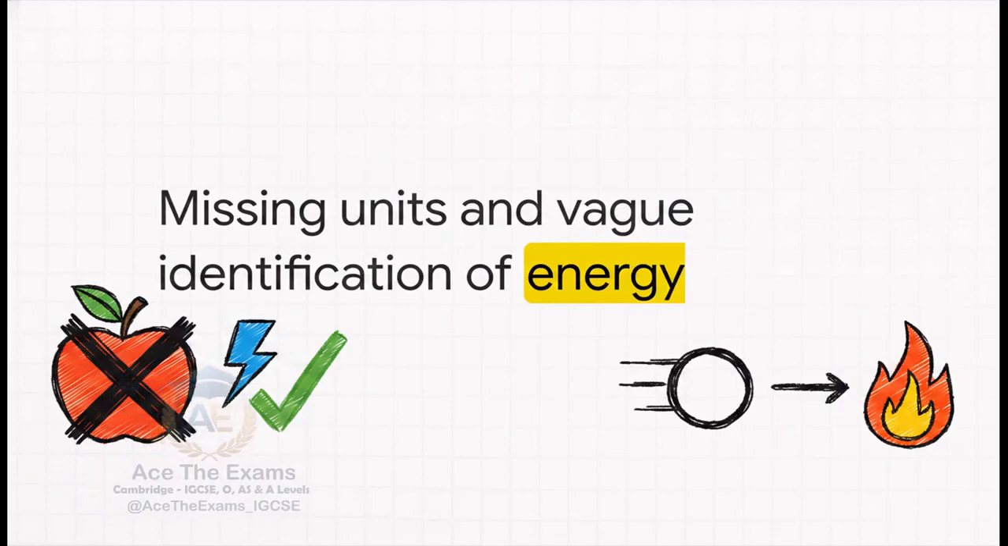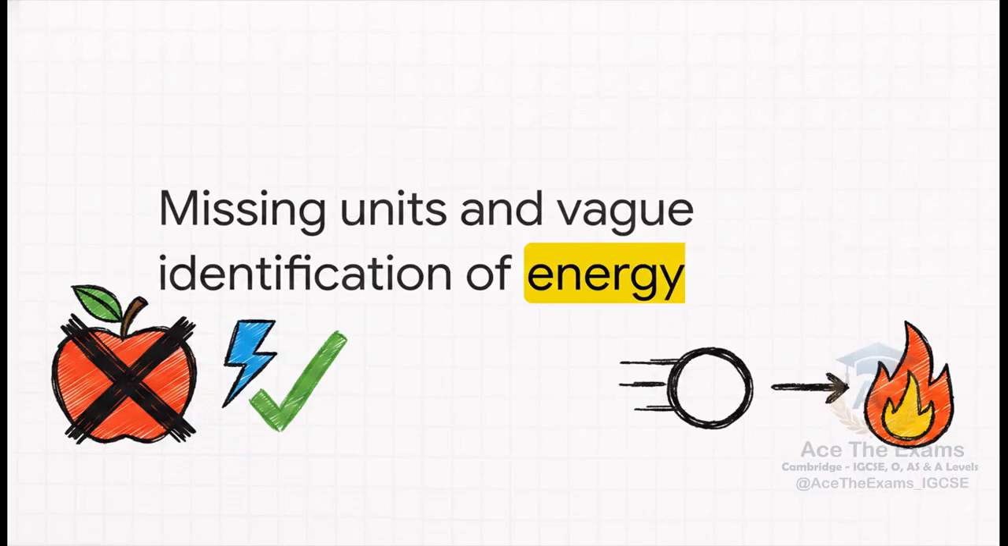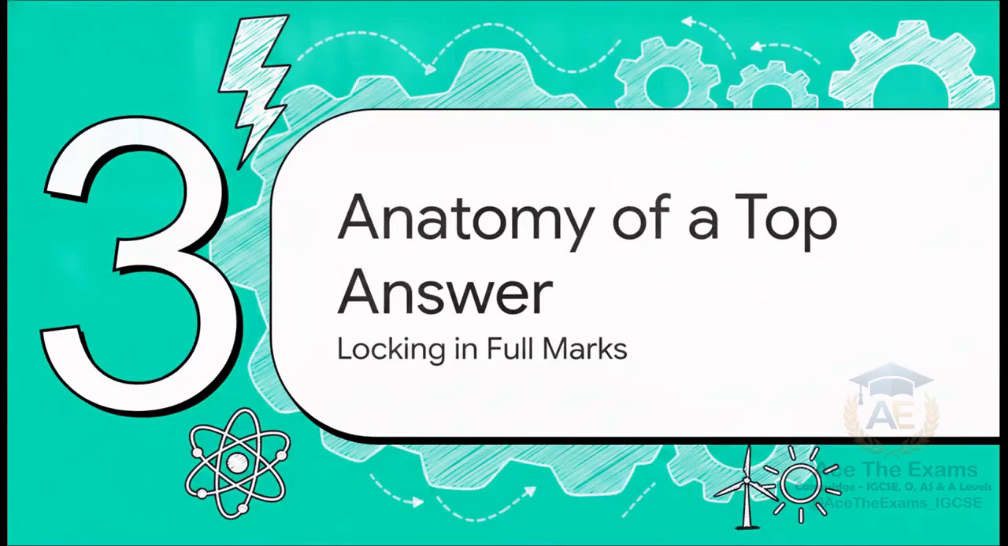And on top of that, energy transferred is just way too vague. To actually lock in those method marks, you must specify the energy stores. You've got to say something like 400 joules of energy is transferred from the kinetic energy store to the thermal energy store. That level of precision is exactly what locks in your grade. Section 3, anatomy of a top answer, locking in full marks.